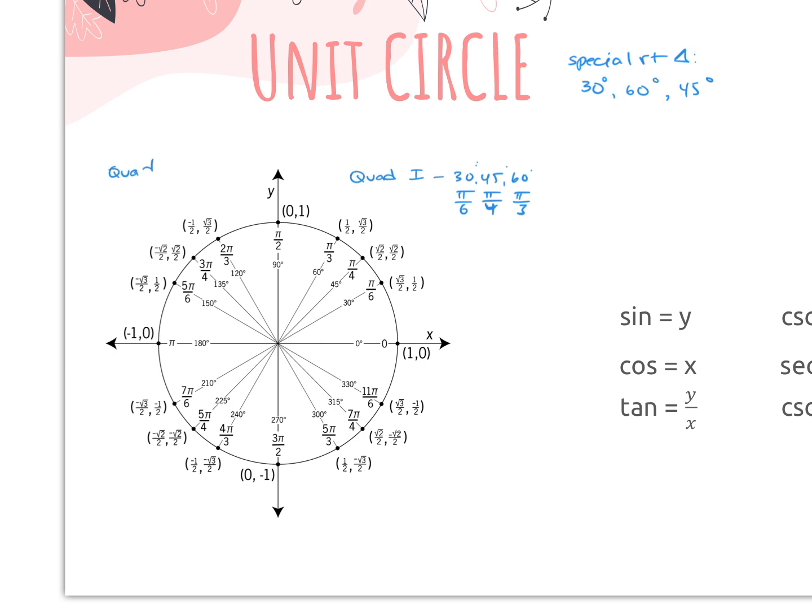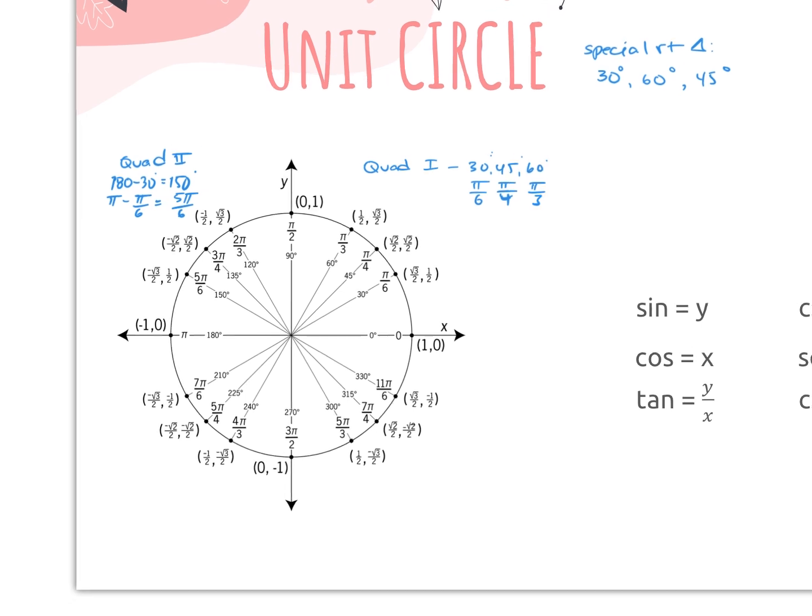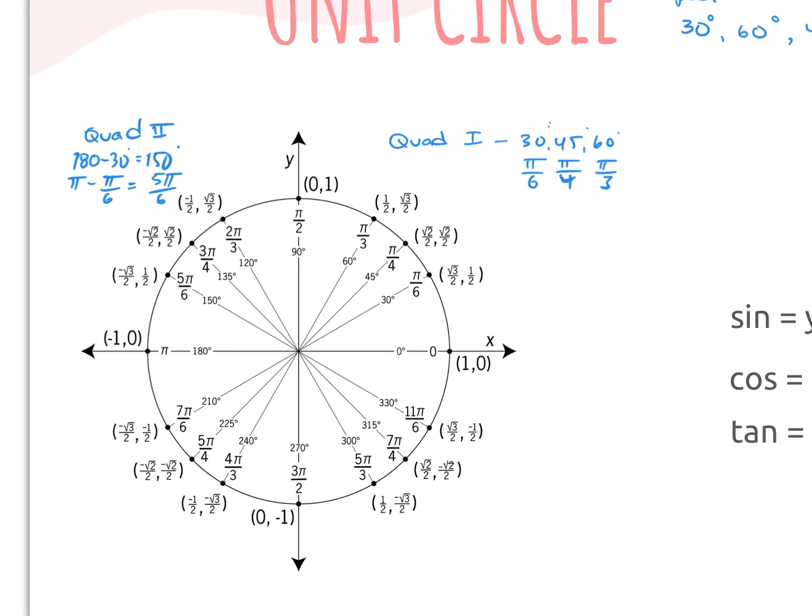In quadrant 2, we're talking about utilizing those same angles as reference angles. So in other words, let's just focus on 30 degrees for now. A 30-degree angle would be our reference. In quadrant 2, it would be 180 minus 30 degrees, which would equal a 150-degree angle. Or in terms of radians, it would be pi minus pi over 6, which would be 5 pi over 6. And so again, 30 degrees comes back here. So let's understand what we're even talking about when we talk about the unit circle.